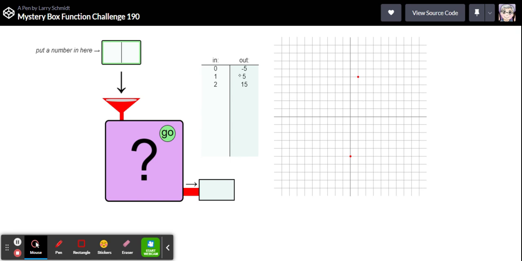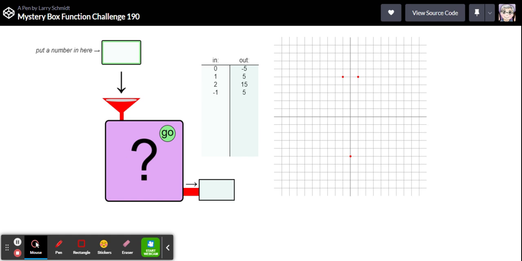So is this a line? We can tell from the numbers. When we go from -5 to 5, that's a difference of 10. And from 5 to 15, also a difference of 10. So it looks like we've got a linear function, maybe. Let's try some numbers on the other side. Let's do the negatives. So -1. Oh, so -1 is 5.